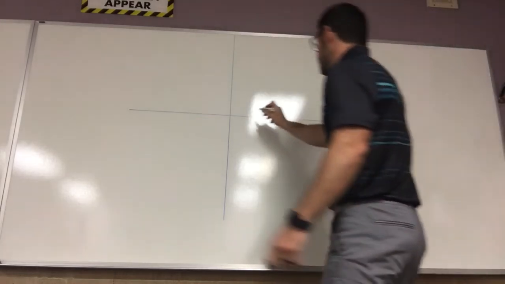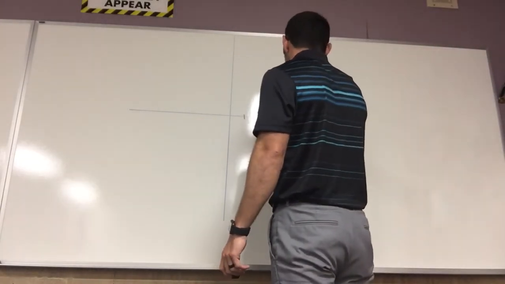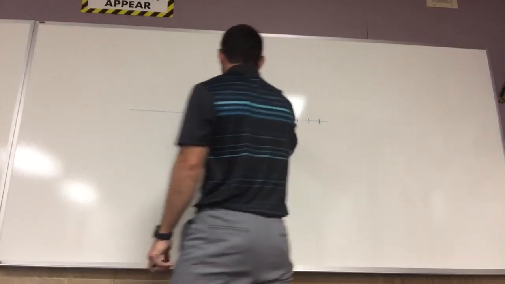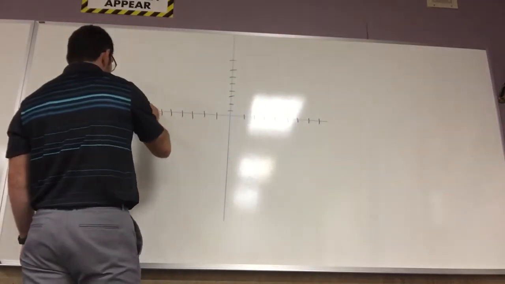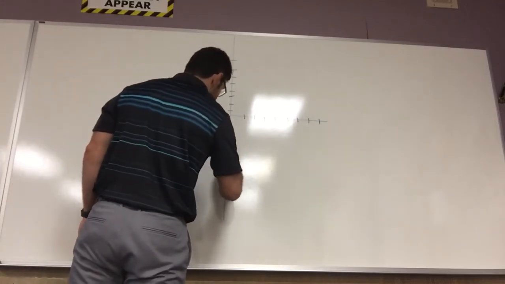Okay? So 1, 2, 3, 4, 5, 6, 7, 8. Four groups of eight.